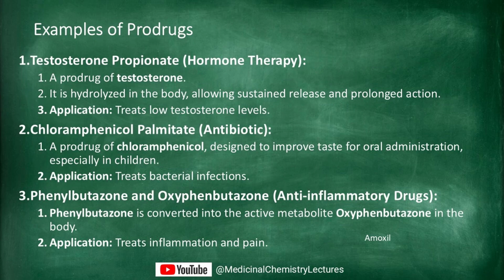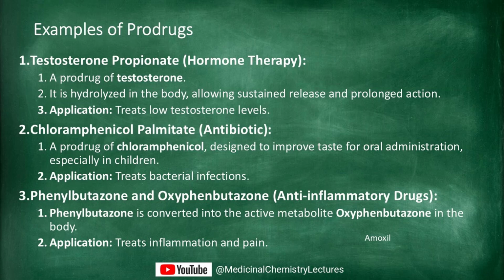Examples of prodrugs. Here are some excellent examples of how prodrugs work in real life. Testosterone propionate, hormone therapy. A prodrug of testosterone, it releases active testosterone gradually after hydrolysis, prolonging its effects. Application, treats low testosterone levels. Chloramphenicol palmitate, antibiotic, a prodrug of chloramphenicol, designed to mask its bitter taste, making it easier for children to take. Application, used for bacterial infections.